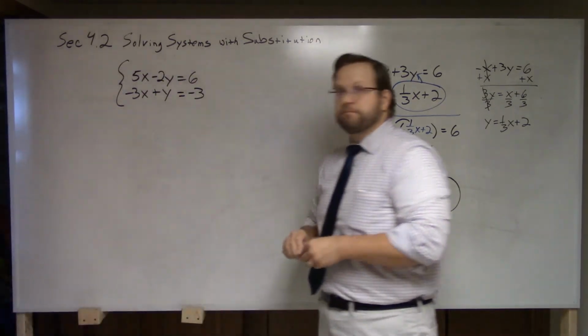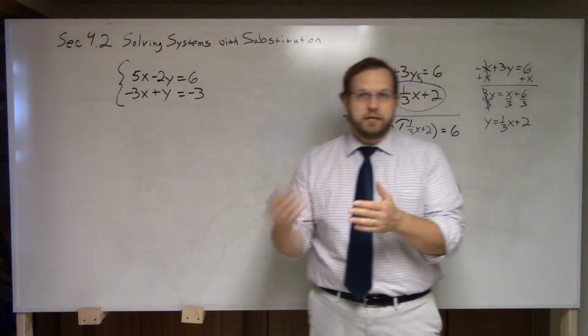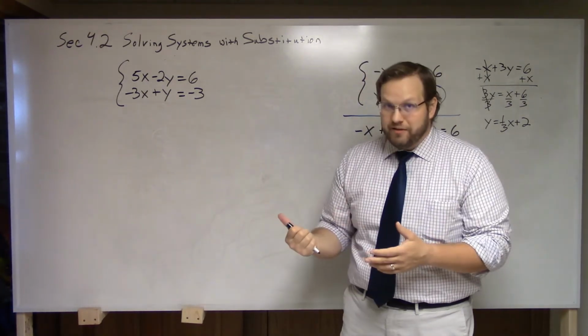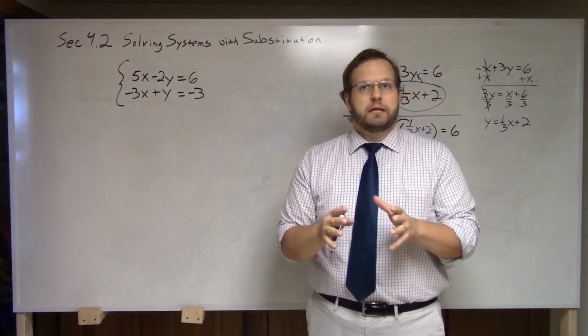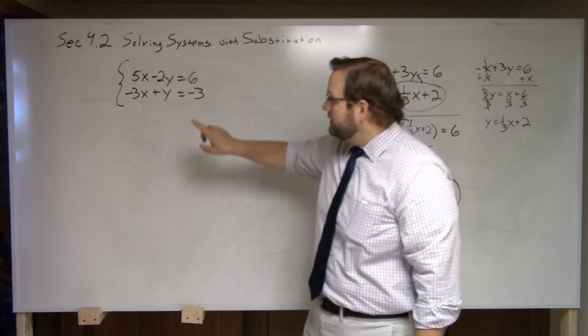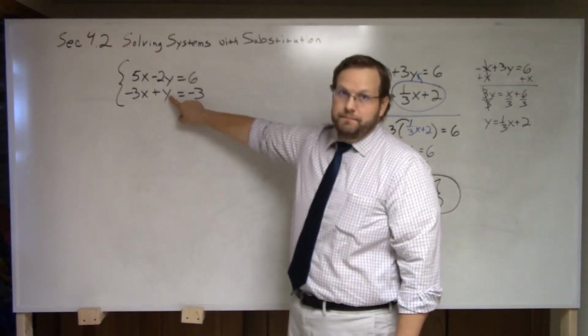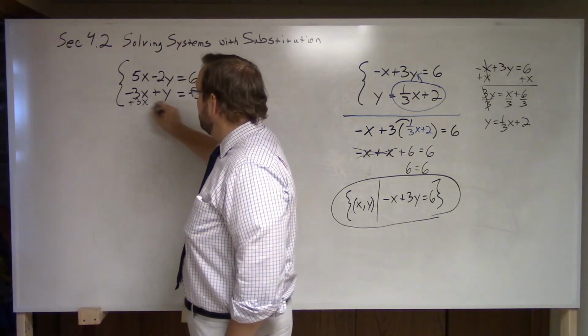How about this? Now, again, we look at it. We're using substitution, so we need a variable by itself. We don't have that. So we need to make a decision. There's no wrong answer here, but there is a better decision than others. To get a variable by itself, I would target this. So I am going to add a 3x to both sides.